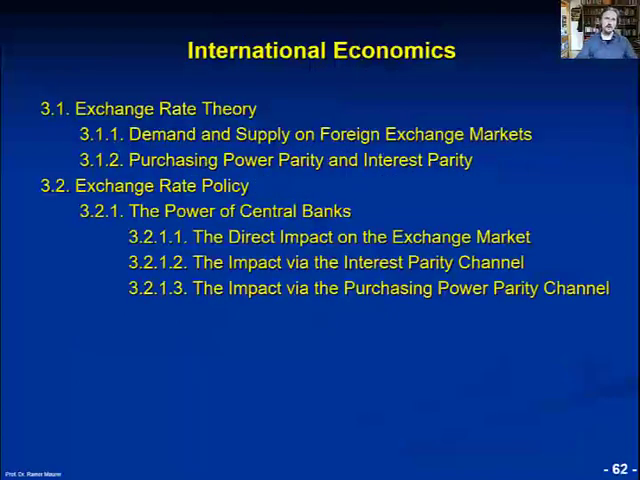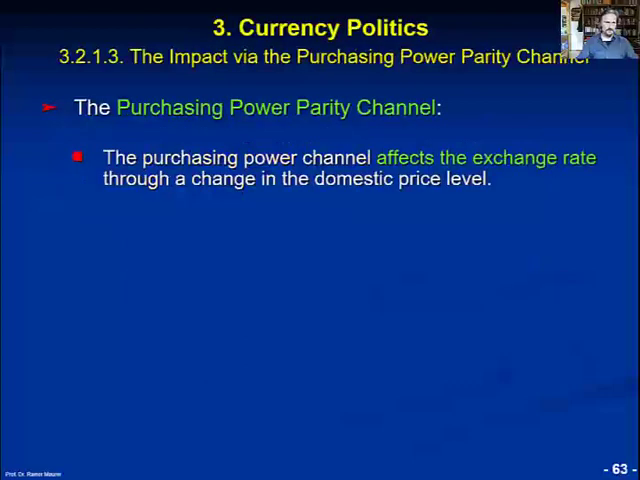The purchasing power parity channel is the other channel which normal monetary policy can use to influence the foreign exchange rate. The purchasing power parity channel affects the exchange rate through a change of the domestic price level.